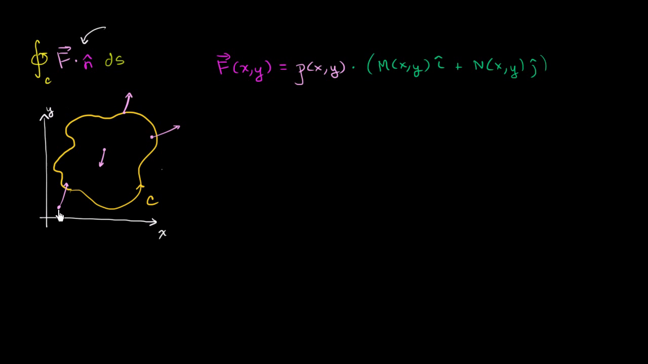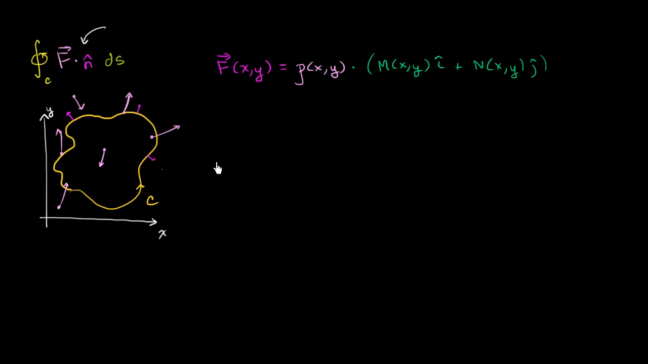And then I've taken a few sample points for F. At any point in the xy plane, it associates a two-dimensional vector. Maybe at that point, the two-dimensional vector looks like that. Maybe at that point, the two-dimensional vector looks like that. And then n is, of course, the unit normal vector at any point on our curve. The outward pointing unit vector at any point on our curve.